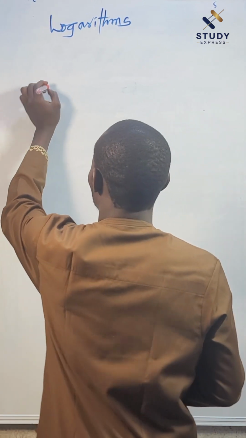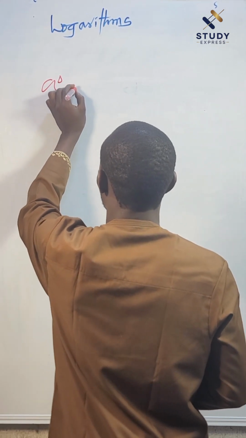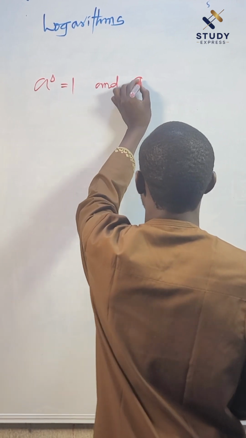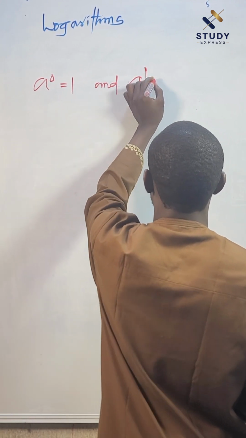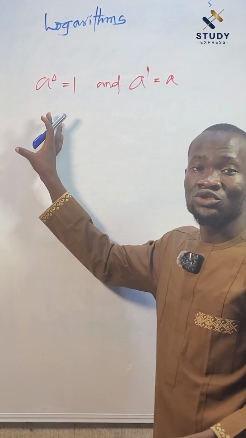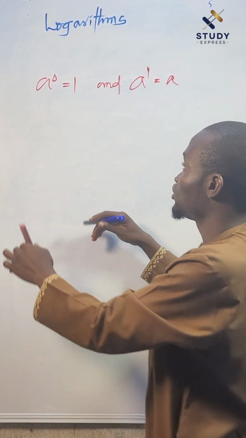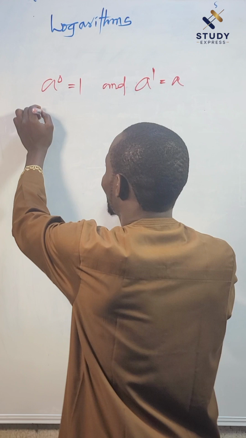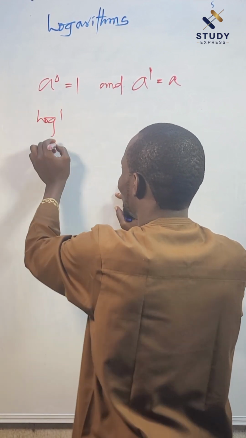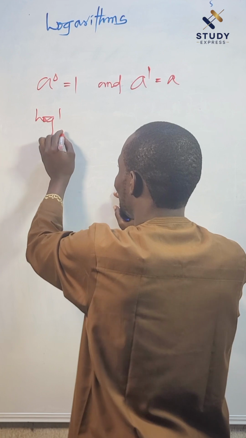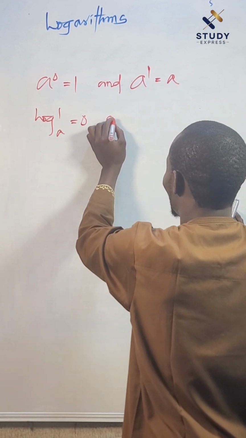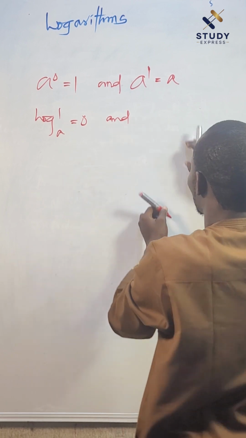You all know that a raised to power 0 is equal to 1, and as well you all know that a raised to power 1 is equal to a. So this is the index form. So what's going to be the logarithm form of this number? The logarithm form is going to be the log of the number. So what's our number here? 1. To what base? To base a gives us 0. And here we have the log of this number.